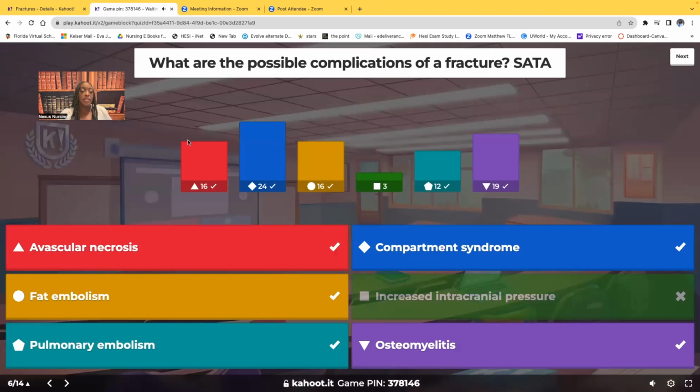Okay, let's talk about it. So the correct answers: possible complications for a fracture, avascular necrosis. Guys, that is death of the bone tissue from lack of oxygen, which is carried in the blood. So when the bone tissue is not getting enough blood supply, it will start to die off. That is your avascular necrosis. Yep, that absolutely is a complication of fracture.